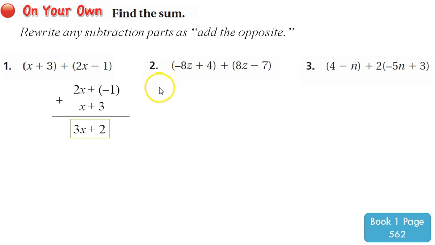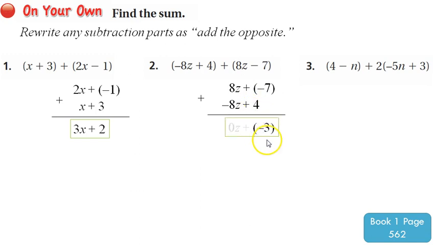Again, remember to rewrite any subtraction part as add the opposite. That means that this 8z minus 7 will become 8z plus negative 7. And let's stack this first part, negative 8z plus 4, right underneath. Again, we can combine these 8z and negative 8z to get 0, and negative 7 plus 4 gives us negative 3.